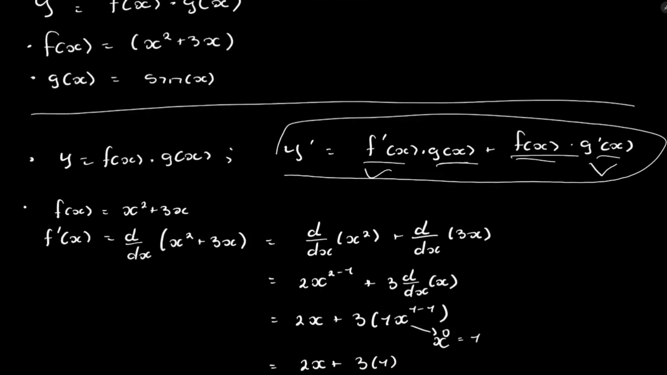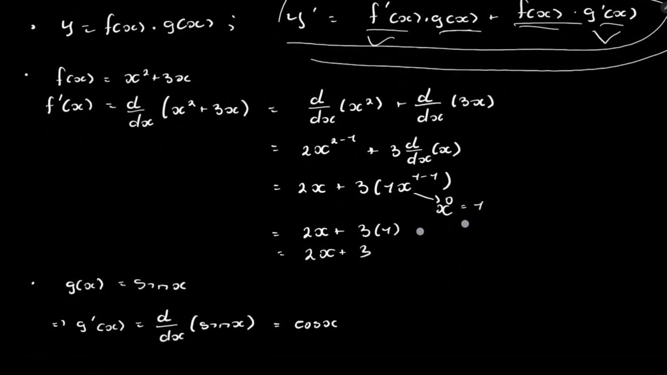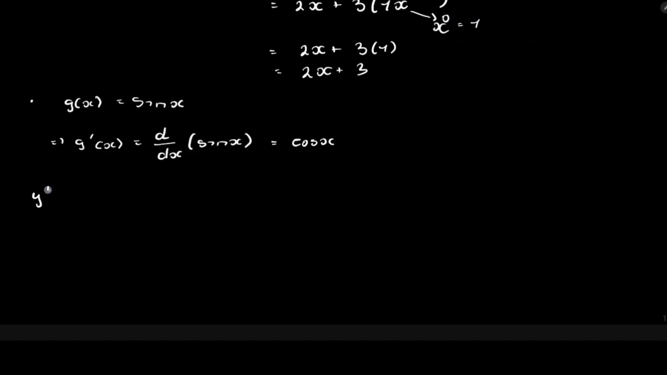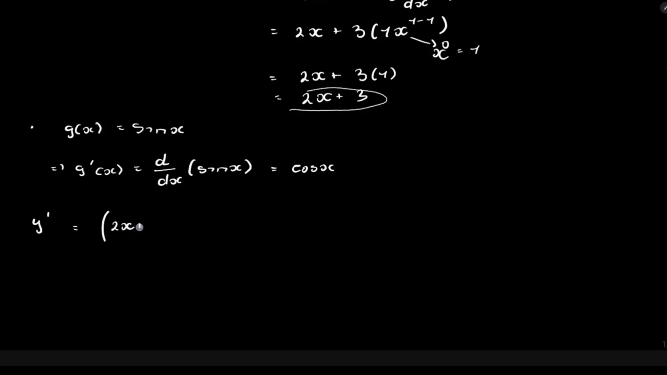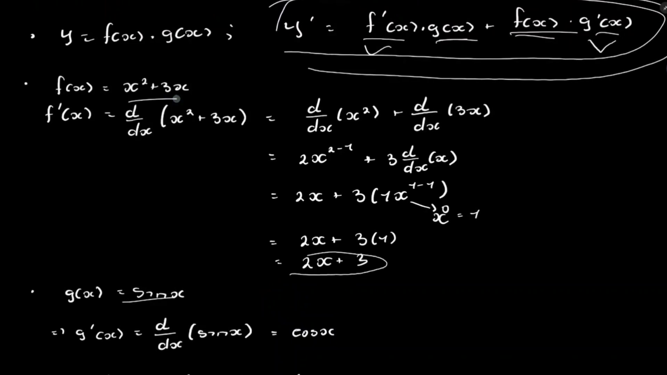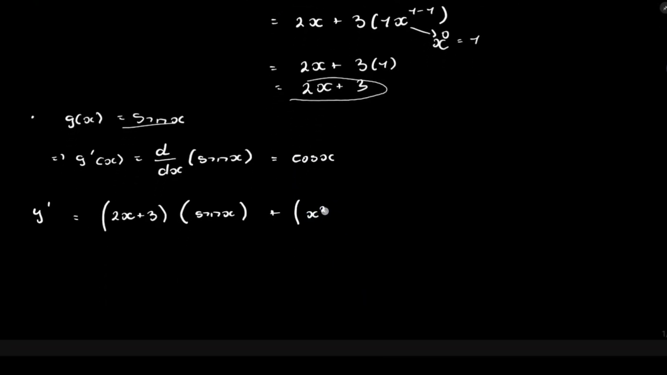This leaves us one step, substituting each function into our final expression. So what does our final expression say? It states that y prime is equal to f prime of x. What is f prime of x? From our previous differentiation, f prime of x is the function 2x plus 3. That is 2x plus 3 times g of x. What is g of x? G of x is the function sine x. Plus, what is f of x? F of x is the function x squared plus 3x, x squared plus 3x times g prime of x, which is the function cos x.